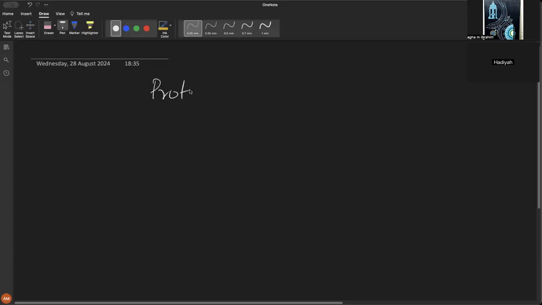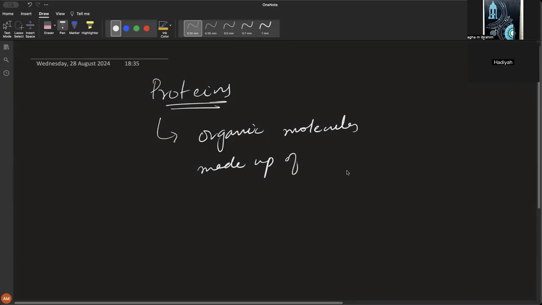When we talk about proteins, another nutrient very essential for the body. So what are proteins? Generally we say that they are organic molecules, made up of the elements carbon, hydrogen, oxygen, and nitrogen. Protein: organic molecules made up of these elements.